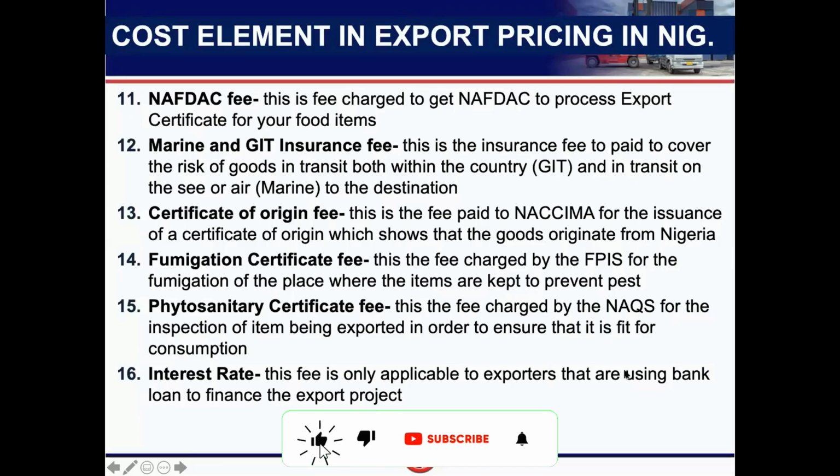Fumigation certificate. If I'm doing agro commodity, number 14 and 15 will be necessary: fumigation certificate and phytosanitary certificate. If I'm doing minerals, I might just do a quality inspection certificate. Fumigation is by the Federal Produce Inspection Service, FPIS, and phytosanitary is by the Nigeria Agricultural Quarantine Service, NAQS.